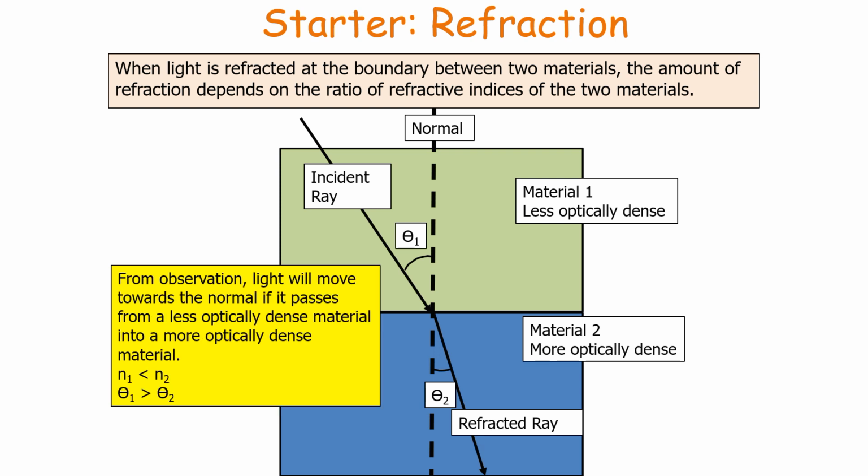Now Snell's law links the angles of incidence and refraction with the speed of light in each medium. From observation, light will move towards the normal if it passes from a less optically dense material into a more optically dense material. So when n2 is greater than n1, θ2 is less than θ1, and it's the converse if it moves into a less optically dense material. n1 will be greater than n2, so θ2 will be greater than θ1.